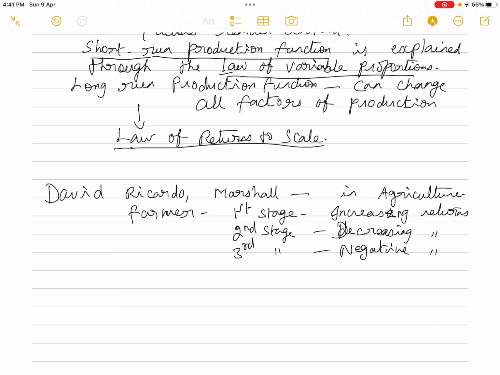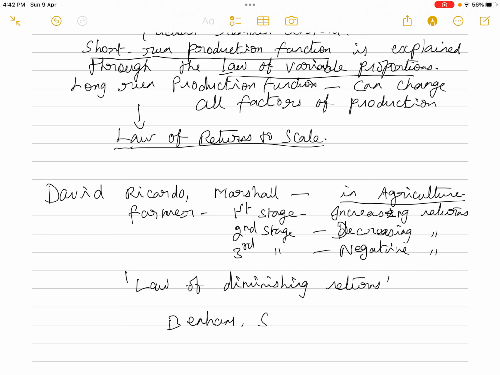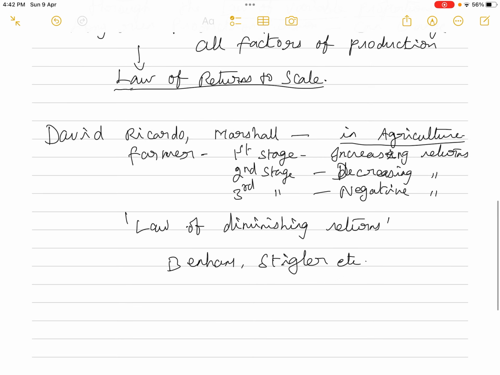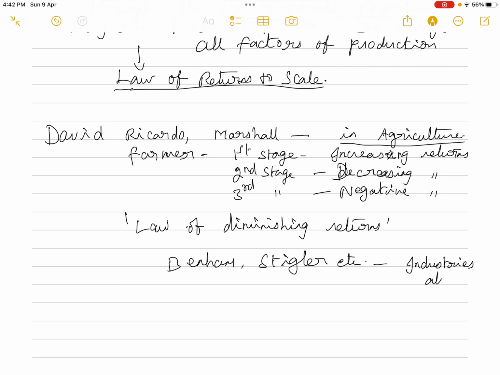And still if he keeps on increasing the labor force, the farmer will come across negative returns. Earlier this law was related only to agriculture, and the original name of the law was the law of diminishing returns. Later other economists, especially Benham, Stigler and Paul Samuelson, found out that this law operates not only in agriculture, it is found to be operating in industries also.